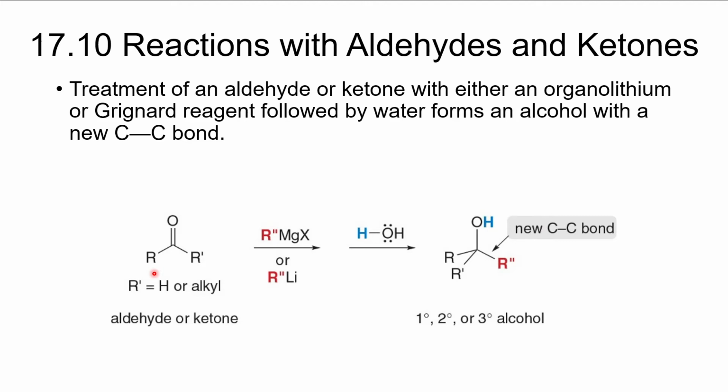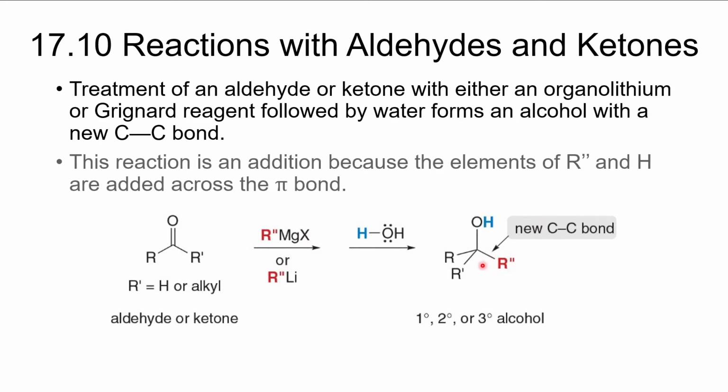But if we do this sequentially, in the first step, we treat it with this. In the second step, we protonate it. We'll get either a primary, secondary, or tertiary alcohol. And so this is a nucleophilic addition. So we are going to look at the mechanism of this. It's a nucleophilic addition, much like what we saw earlier. We're going to add the alkyl group and hydrogen across the carbon-oxygen double bond. So the carbon goes to the carbonyl carbon, and the hydrogen ends up on that carbonyl oxygen.